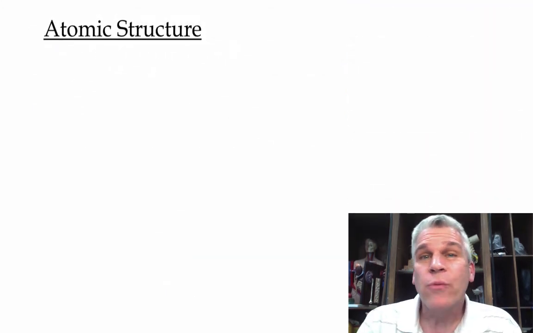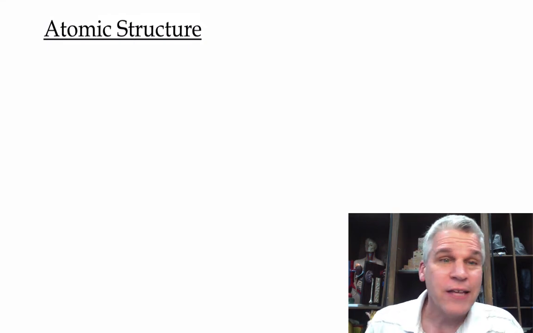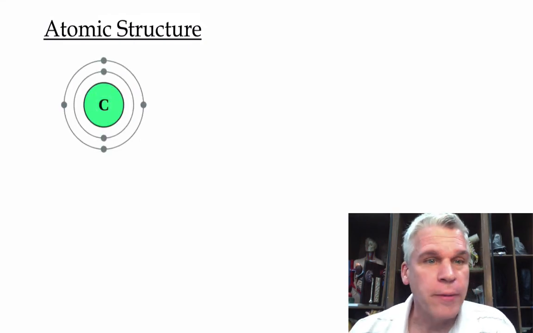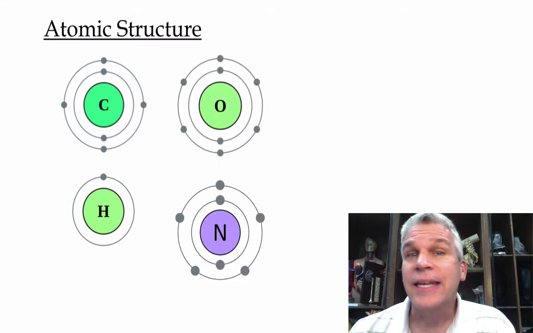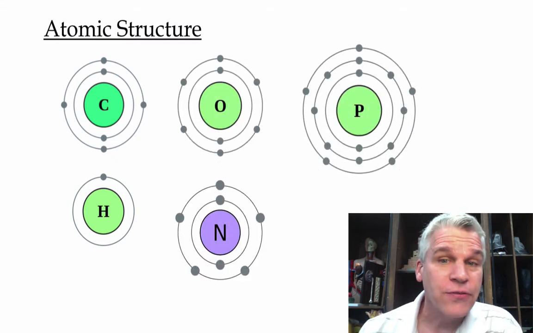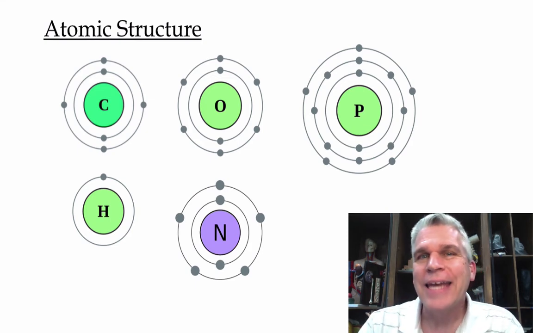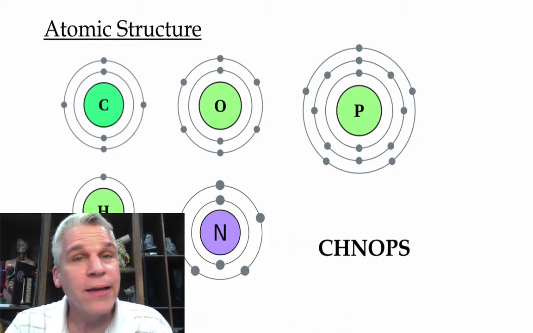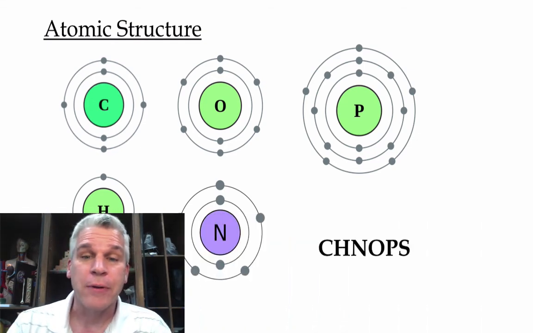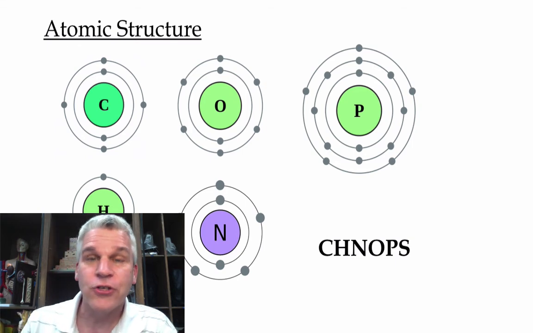The atoms that we're going to be focusing on in this class, there's not that many actually. We're going to look at carbon, and then hydrogen, oxygen, nitrogen, phosphorus, and sulfur. Now these atoms make up 99% of all living things. One way to remember that is the word CHNOPS. Carbon, hydrogen, nitrogen, oxygen, phosphorus, sulfur.